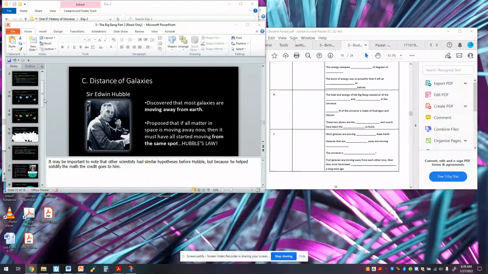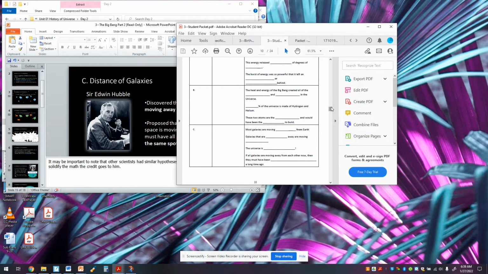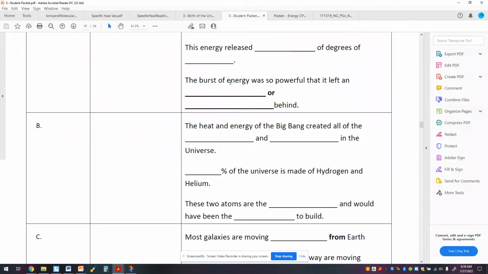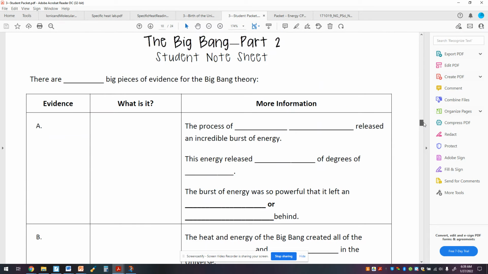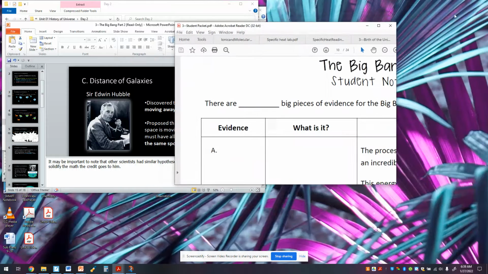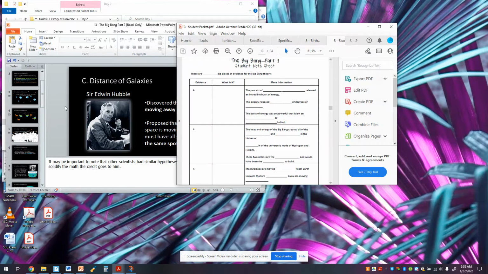All right. So these are going to be the notes for the next part of your packet here. So if you look at your packet, it'll be on page 10. All right. So we're going to start on page 10 with these. I'm just going to put that off to the side here.